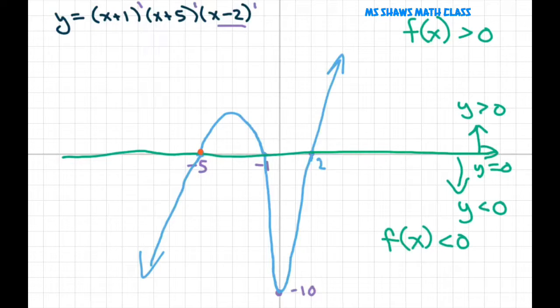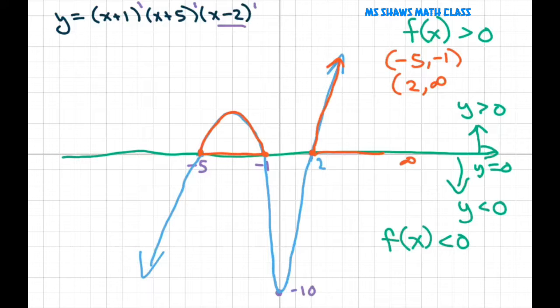We're reading it from left to right. -5 to 1. Where is it above this line? So that's from -5 to 1. And also from 2 to infinity. -5 to 1, 2 to infinity.